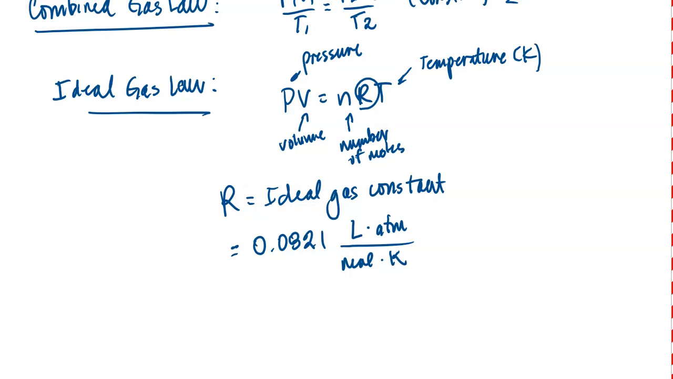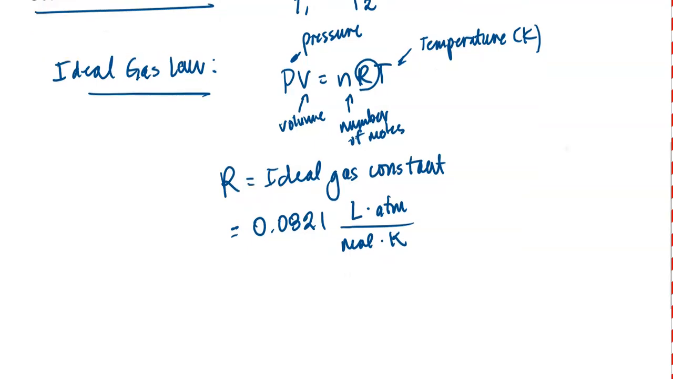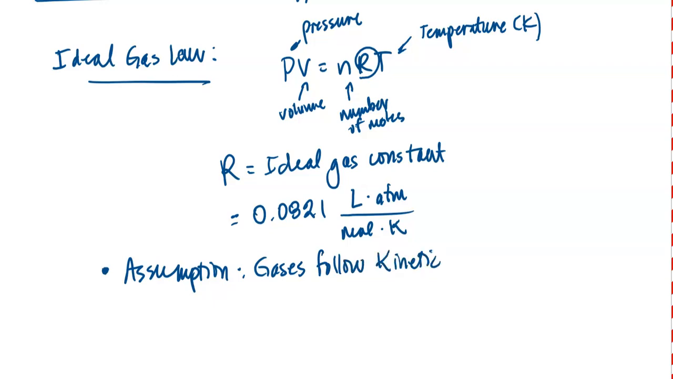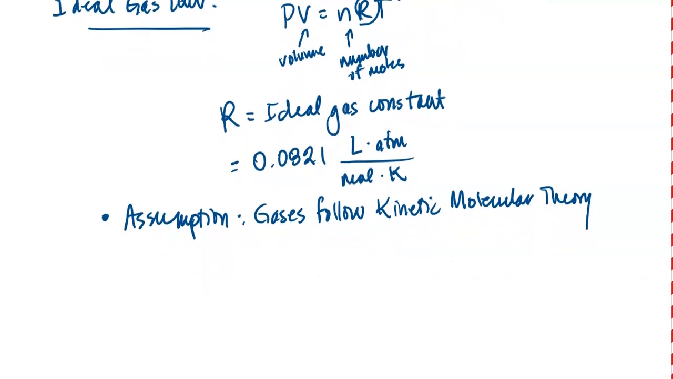This ideal gas law, though, is not foolproof. There are a couple of constraints that we have to keep in mind. The ideal gas law operates under the assumption that gases follow the kinetic molecular theory that we learned at the start of the chapter. I'm not going to go into that in extreme detail, since we did learn this at the beginning of the chapter, and we've been tying it into our work throughout chapter 11.